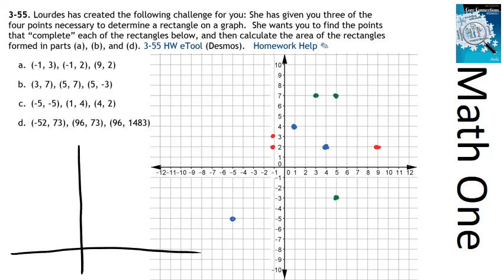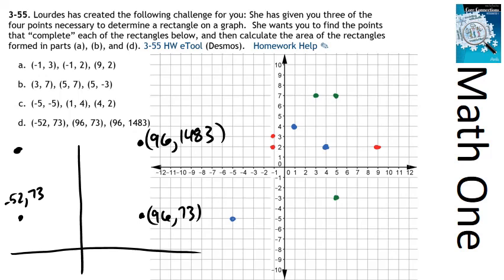Now that I see relatively where things are at, I've got this point at negative 52, 73, and then I've got a point right about here. I'm going to call this one 96, 73. And then the next one is 96 and a huge number. It's 96, 1483. And then this last point right here, I pretty much have what it is, right?